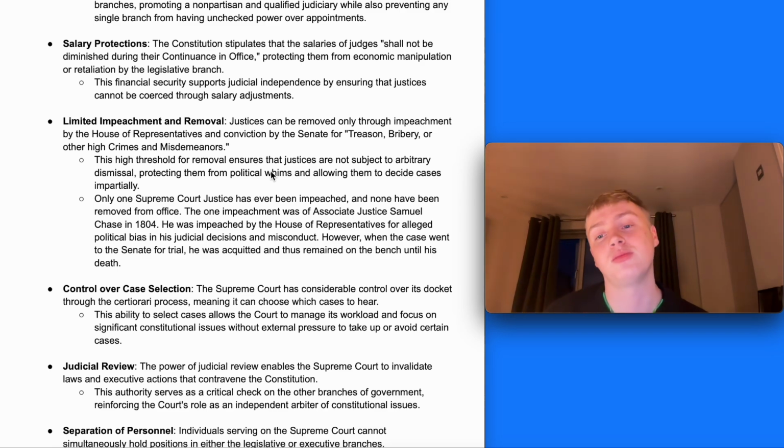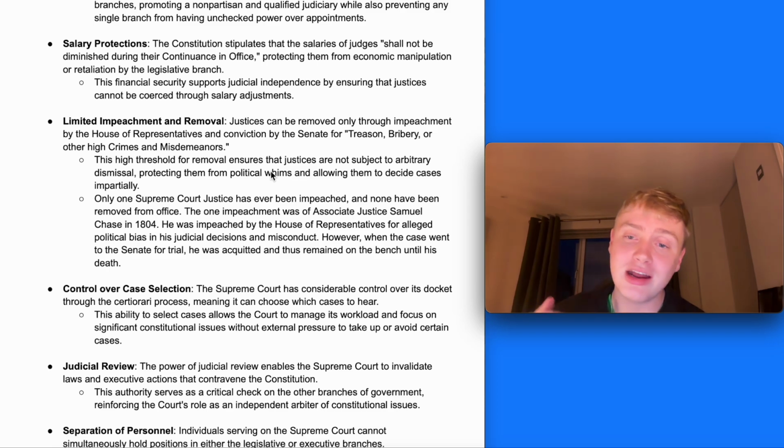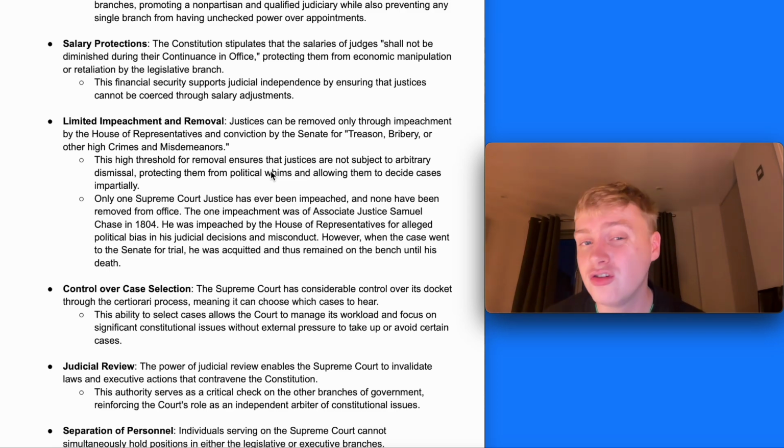There's very limited possibility for impeachment or removal. They can be removed only through impeachment by the House of Representatives and conviction by the Senate, in the same way that presidents can be, for treason, bribery, or other high crimes and misdemeanors. It's a really high threshold for removal, and this ensures that justices aren't subject to arbitrary dismissal, protecting them from political whims and allowing them to decide cases impartially without fear of being removed.